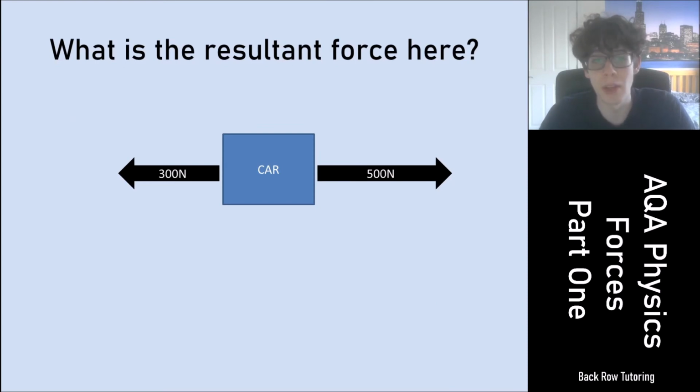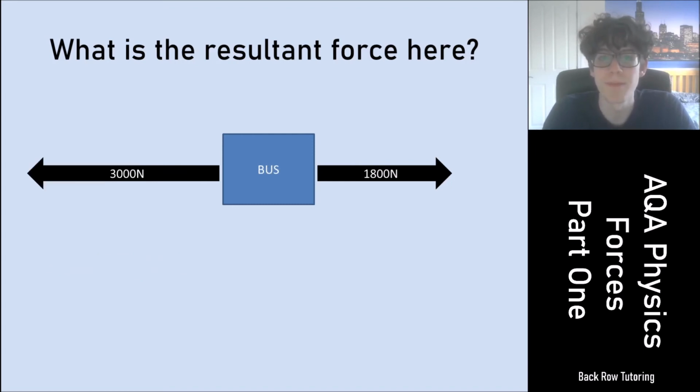Let's have a look at an example. What is the resultant force here? Well, we have 500 newtons to the right and 300 newtons to the left. So 500 take away 300 leaves 200 newtons to the right. What is the resultant force here? This bus has 3,000 newtons pulling to the left and 1,800 newtons pulling to the right. So we take 3,000 newtons, subtract 1,800 newtons, and we get a resultant force of 1,200 newtons to the left.